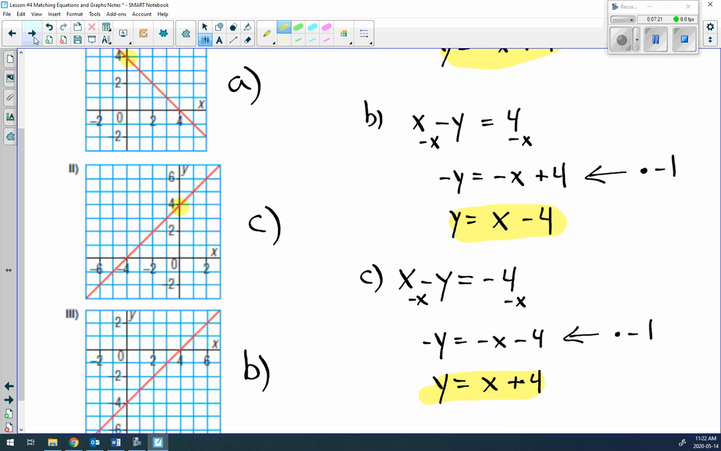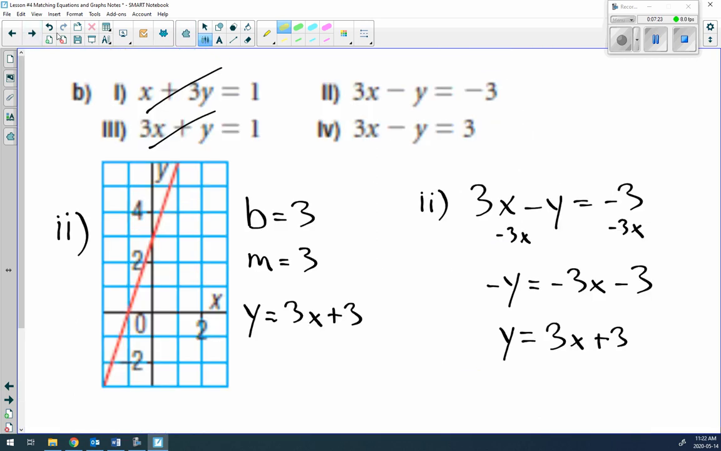Okay, next page. Oh boy. So we got a graph here. We got to match up those equations. So let's look at this graph. What can we see from this graph? We see the y-intercept is 3. Oh, sorry, the y-intercept b has to be 3. And the slope is 3. You can go up 1, 2, 3 over 1. So the slope has to be 3. So the equation has to be y equals 3x plus 3.